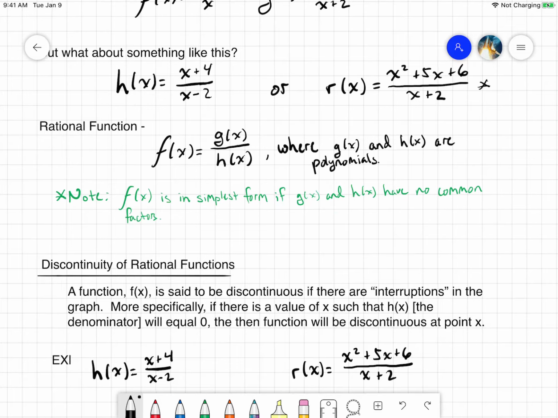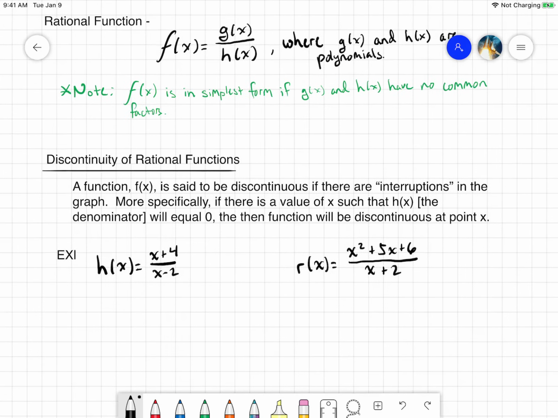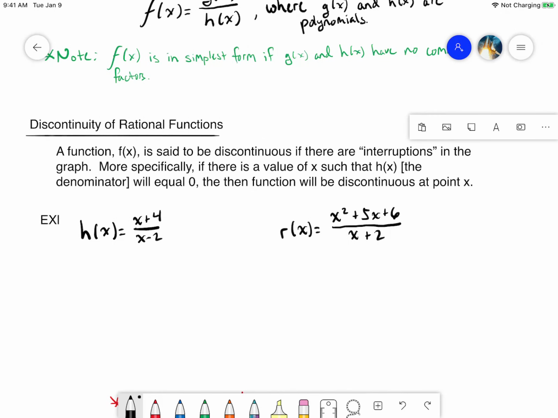Okay, so what we're really going to be focusing on today is called the discontinuity of rational functions. So a function f of x is said to be discontinuous if there are essentially interruptions in the graph. More specifically, if there's a value of x such that h of x, the denominator, will equal 0, then the function will be discontinuous at a point.